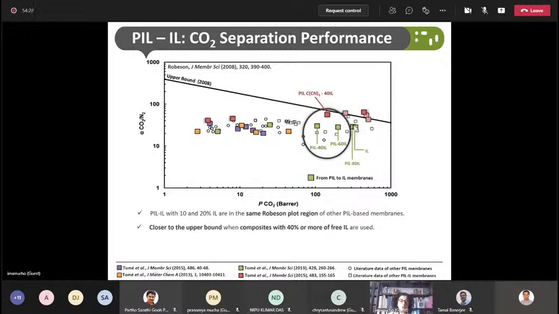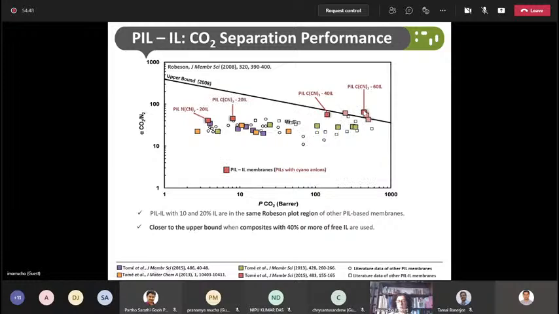However, when we use the cyano groups, this changes. The cyano groups are much more selective than the NTF2. And so when I add larger amounts of ionic liquid, I can have high permeability compared here with NTF2, high permeability and high selectivity. And when I have 60% of the pill with CCN2 and 60% of ionic liquid, it surpasses the Robson plot upper bound.